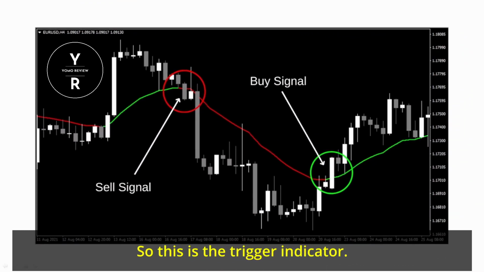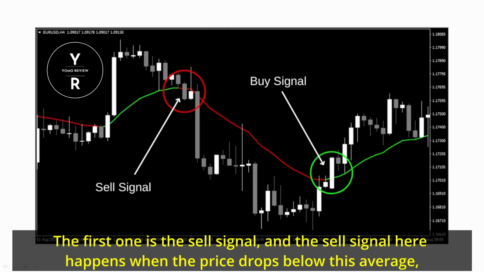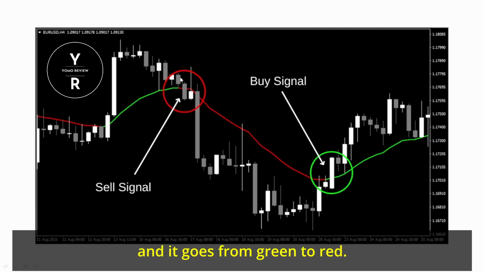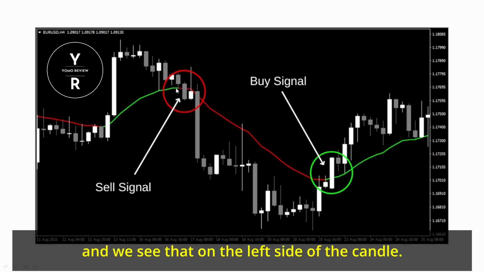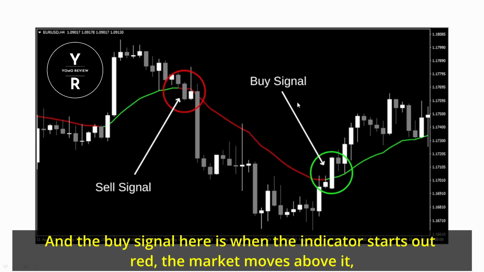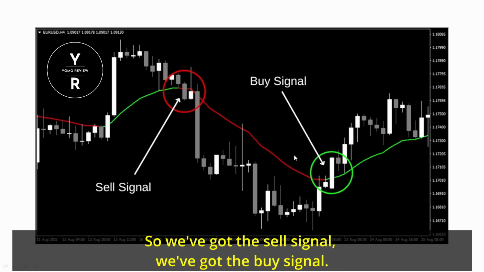This is the trigger indicator. We can see when we get a sell signal, and we can see when we get a buy signal. The first one is a sell signal, and the sell signal here happens when the price drops below this average and it goes from green to red. We need that indicator to start out being green. When the market moves below it, the indicator turns red, and we see that on the left side of the candle. And the buy signal here is when the indicator starts out red, the market moves above it, closes above that indicator, and that indicator turns green. So we've got the sell signal, we've got the buy signal.